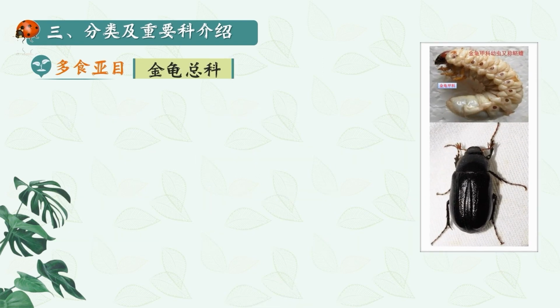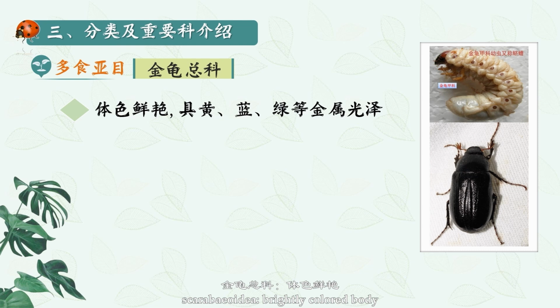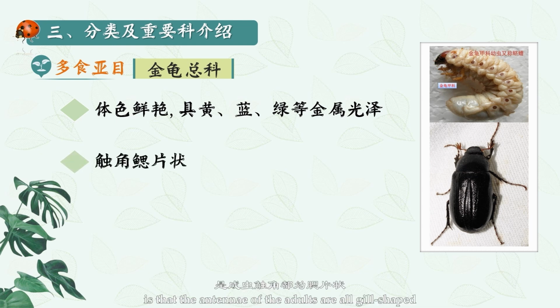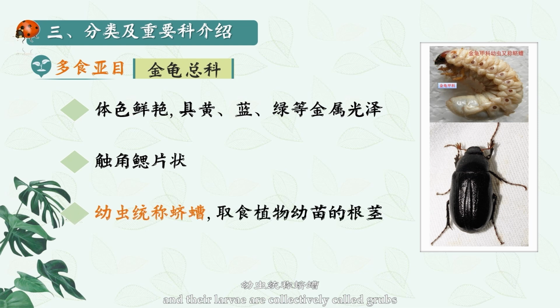Polyphaga, Scarabaeoidea, brightly colored body, with yellow, blue, green, and other metallic lusters. The most distinctive feature of this family is that the antennae of the adults are all gill-shaped, and their larvae are collectively called grubs, which mainly feed on the rhizomes of plant seedlings.